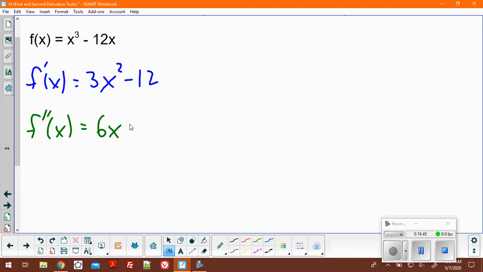So, same idea. First, I'm going to look for an inflection point. So that means my second derivative is going to be equal to 0. That's a very quick divide by 6, and x is equal to 0. So there's an inflection point there.